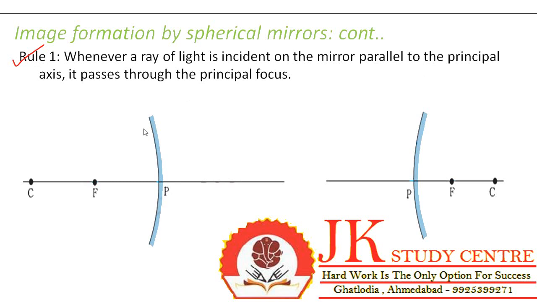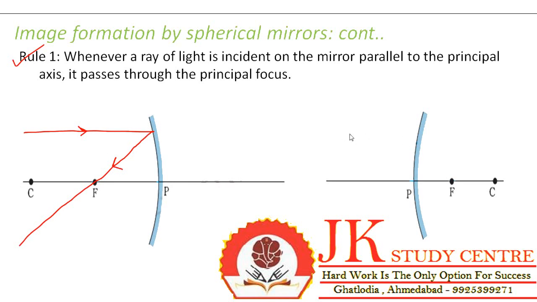That means this is a concave mirror. Let us suppose you have a ray of light which is incident on the mirror and which is parallel to the principal axis. So this is your principal axis, right? So it is parallel to the principal axis. After reflection, the ray will pass through the principal focus. So here this is your incident ray and this is your reflected ray. So this is your first rule.